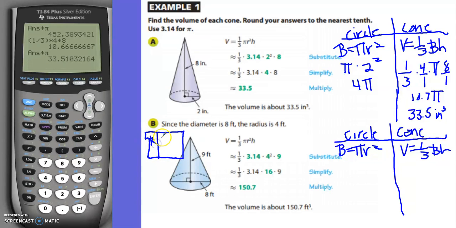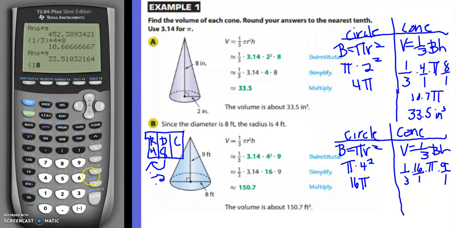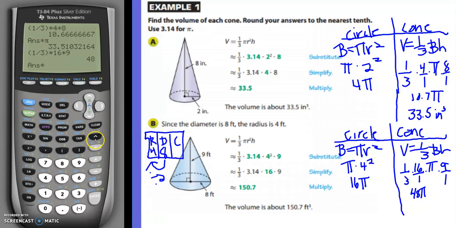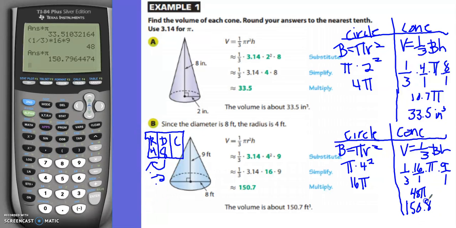So we have radius, diameter, circumference. To go from diameter to radius, we have to divide by 2. We get 4. So we're going to have pi times 4 squared. 4 squared is 16, so we have 16 pi. We have 1/3 times 16 times pi, and the height is 9. So we're going to say 1/3 times 16 times 9. We get 48 pi. 48 times pi will get me 150.8. And since we're talking about volume, we have feet cubed.